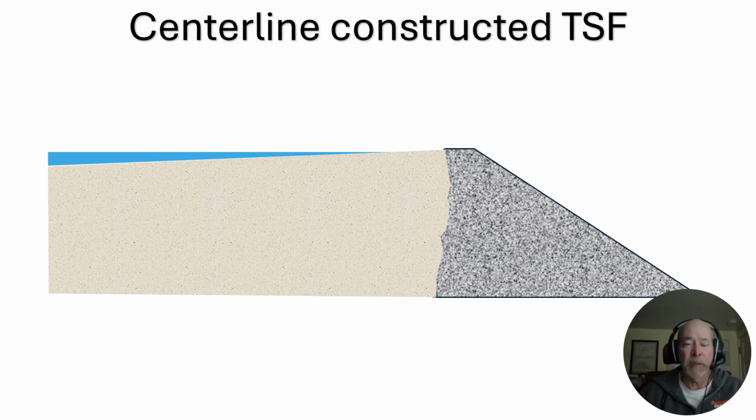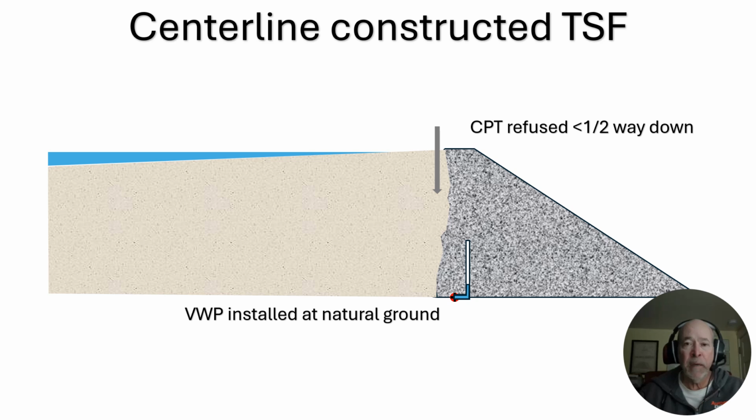We have a center line constructed tailings facility. See the embankment on the right-hand side, tailings on the left, water pool on top. And it's quite a tall tailings facility. And at the base, we have a single vibrating wire piezometer. And that was installed at about the natural ground. So it showed a very low pore pressure in there. And there was also some CPT attempts, but it was refused less than halfway through the deposit.